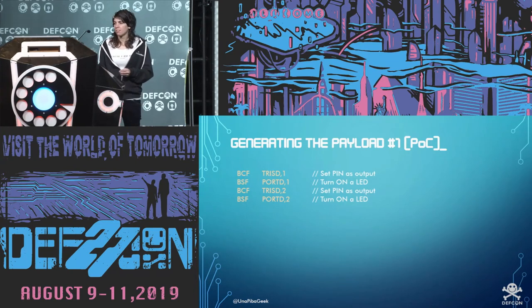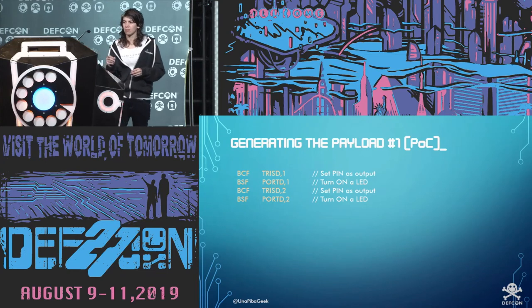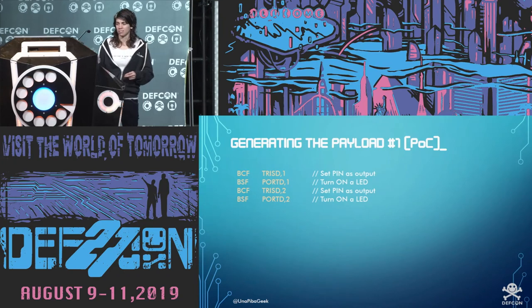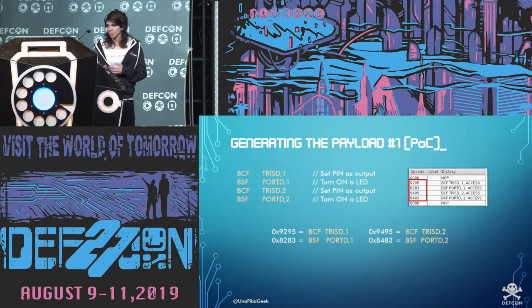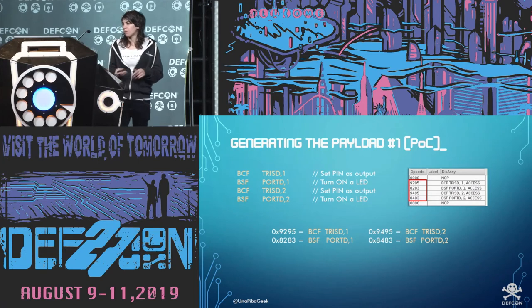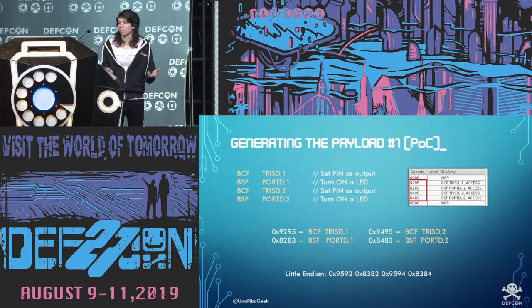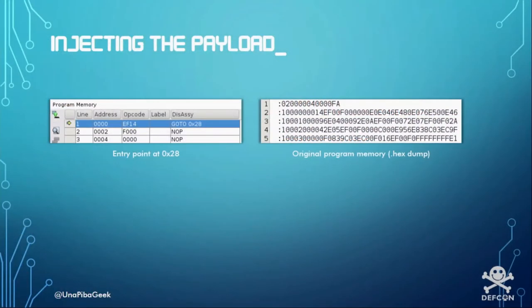An option to get them is by writing all the assembly instructions of our payload in an assembly file inside a standard project in the MPLAB IDE and then compile it so we can see the disassembly view and get the opcodes. Those are going to be the opcodes of our payload, but remember the little endian format. So that's going to be our final payload with the bytes inverted. So we are ready to make the injection.